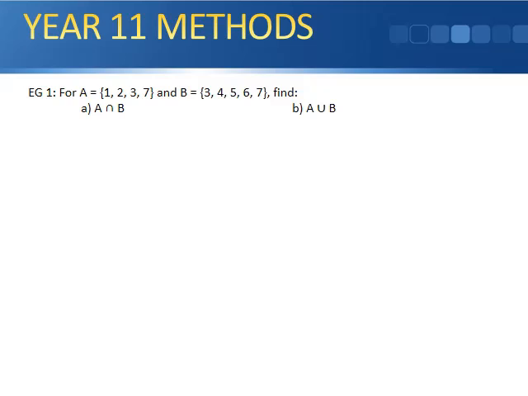Example 1 says if A equals 1, 2, 3, 7 and B is 3, 4, 5, 6, 7, find A intersection B. Now remember, intersection means common to both. So the ones that belong to both. So this one, A intersection B equals, what's in A and B? Well, 1 is not in B, 2 is not in B, 3 is, and 7 is. So it is 3 and 7.